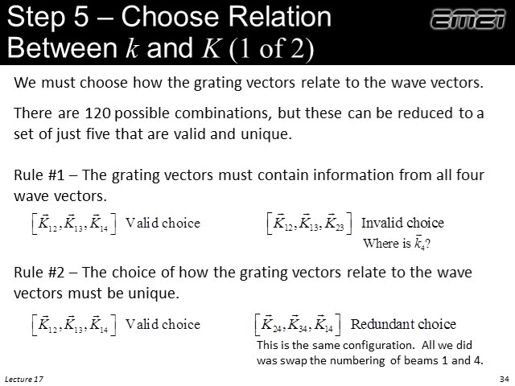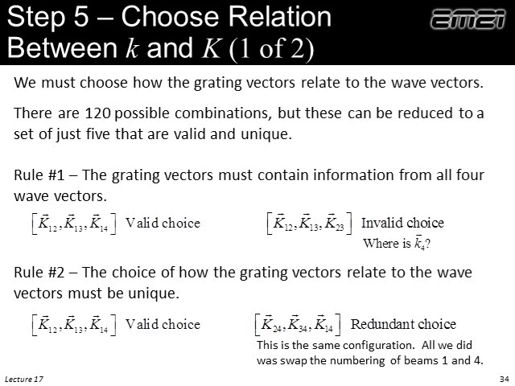Now, we have 3 grating vectors. We're after 4 beam interference. 4 beams actually produce 6 grating vectors, and so we pair them off and we get our 6 grating vectors. A few slides ago, we could choose a set of 3 that used information from all 4 wave vectors. So the question is, what's the relation between the little k's, the wave vectors, and the big K's, the grating vectors? How do we choose that?